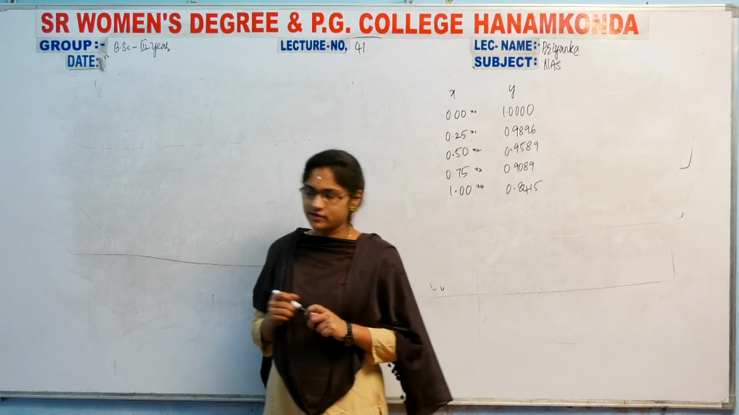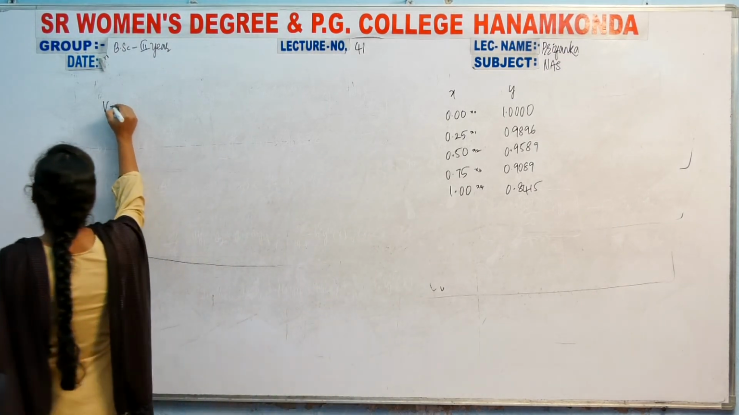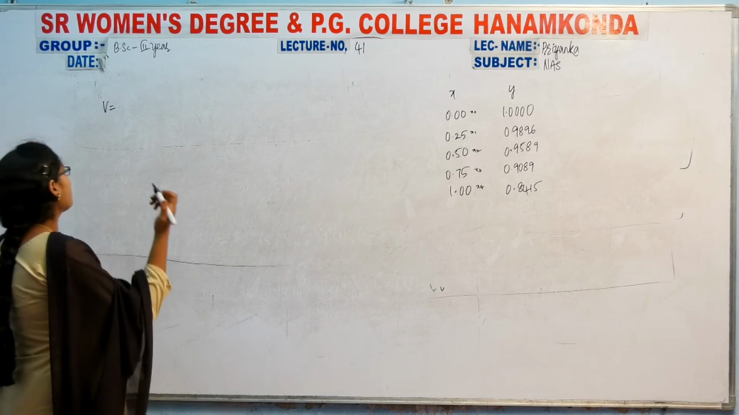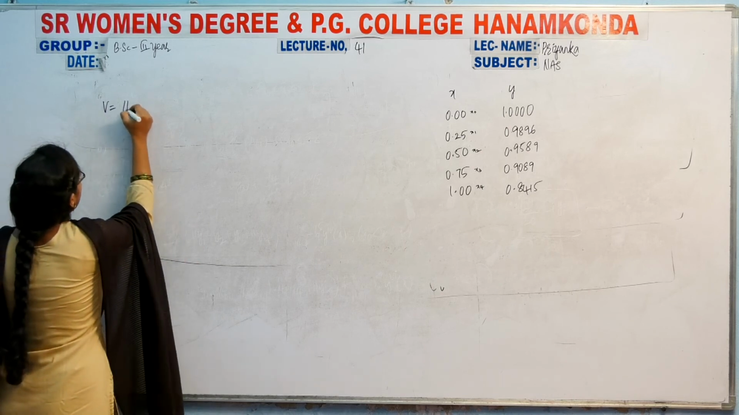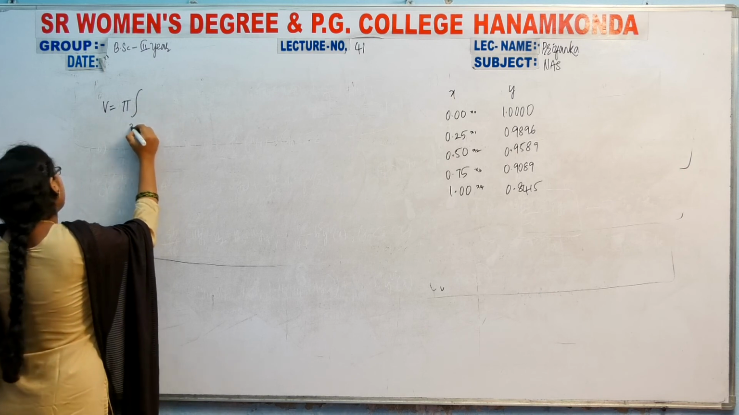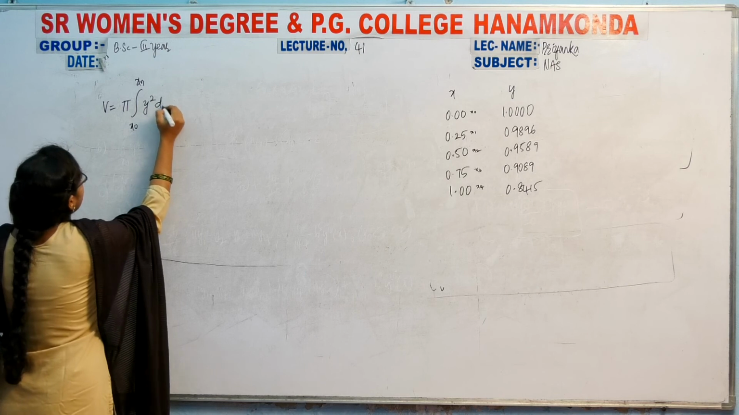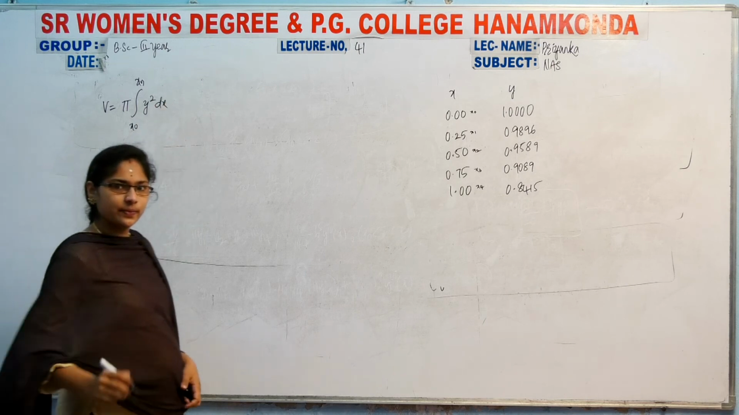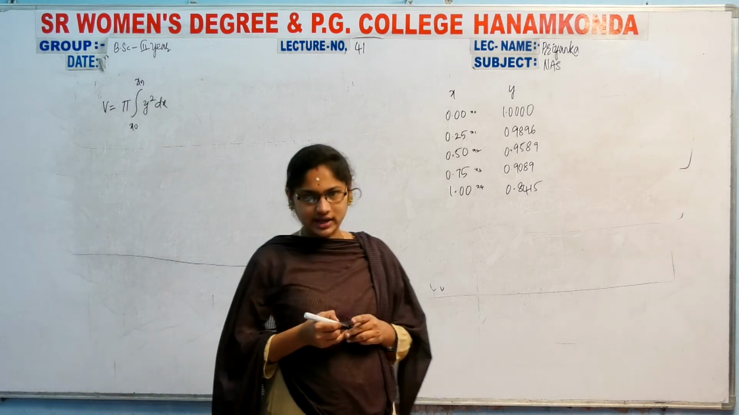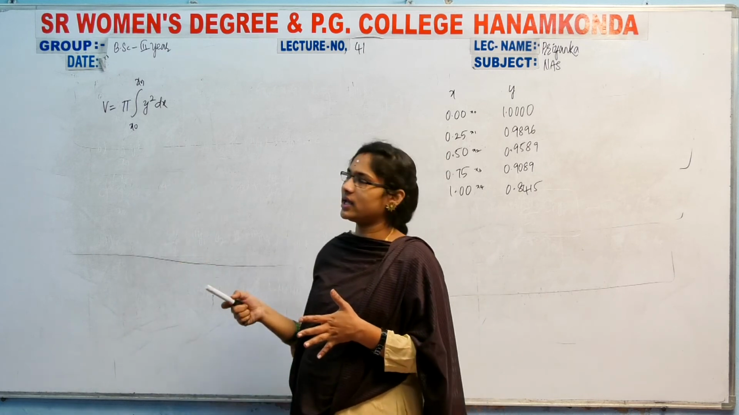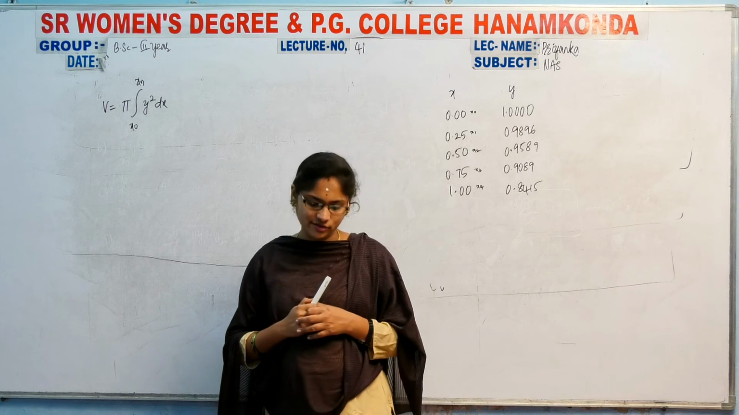Now write down. If capital V is the volume of the solid, then the formula is V equal to pi integral of y square dx from x0 to xn. Generally we consider pi x square, but here we are taking it in terms of y, because the integration limits are on x. In this way we have to take the formula.